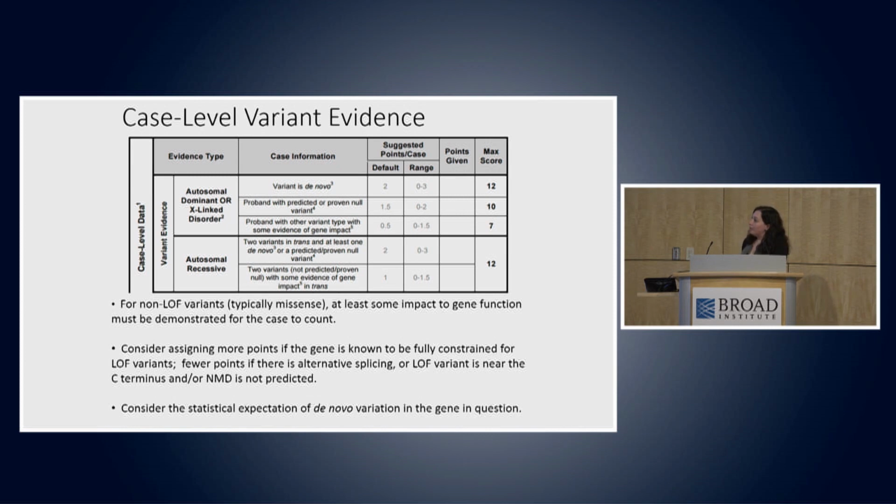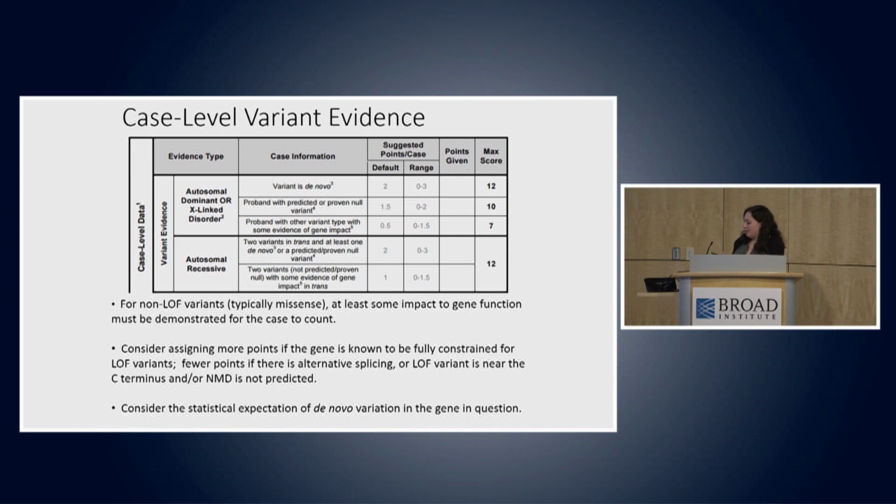And then for missense variants or non-loss of function variants, you really need to be convinced that there's at least some impact to the gene function for the case to count. So if it's just a missense variant that really doesn't have any experimental evidence or computational predictors predict that it's going to be benign, or if it's high frequency in the general population, you wouldn't want to score it because you're not convinced that this could ever be disease-causing in that case.